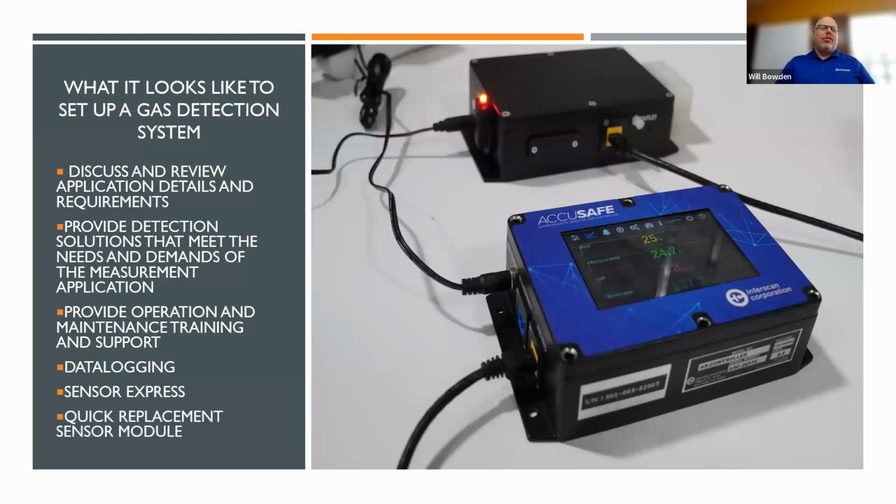Which actually leads us to the final item here, the quick replacement sensor module. As you can see in the photo, the black housing up on the top, the white module on the right-hand side of that housing is the sensor module itself. It's mounted externally, which makes it easy to get to. You're not having to open up the case to replace the sensor. The sensor module simply unplugs, and then you can take the new sensor module and plug it right in, and you're ready to go.